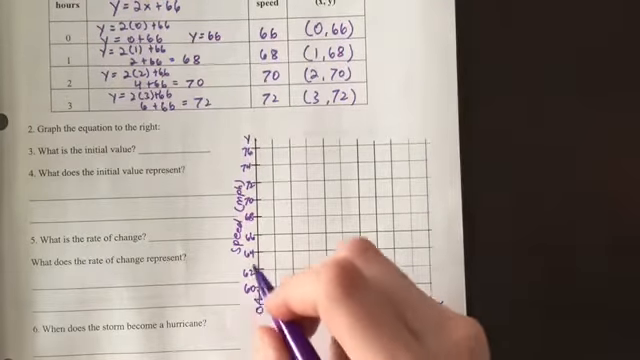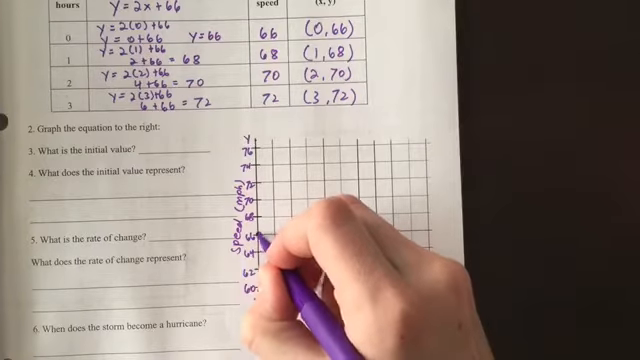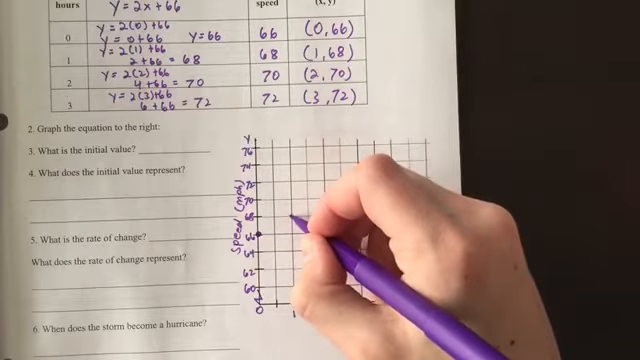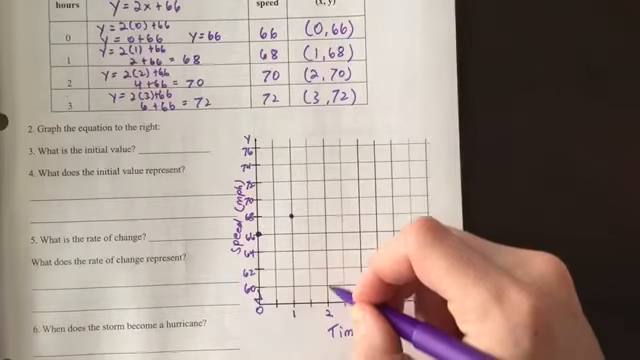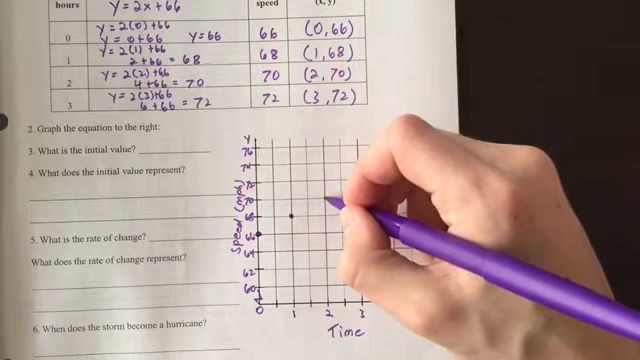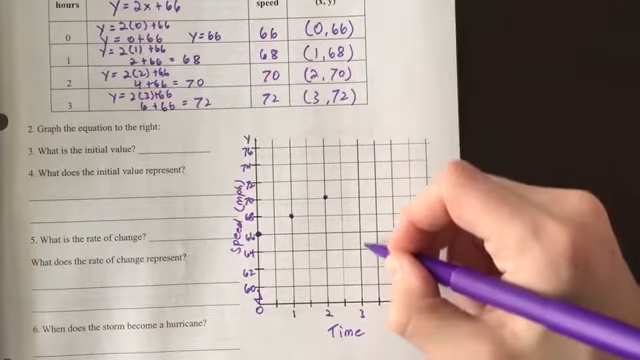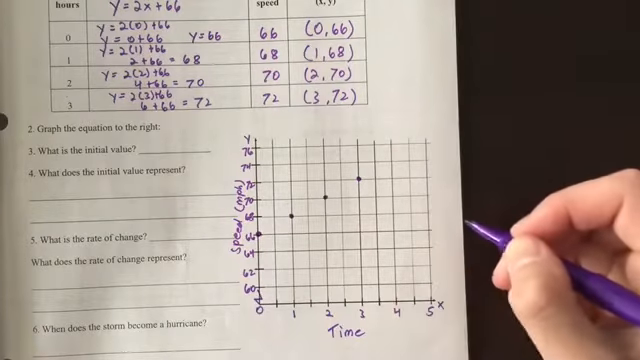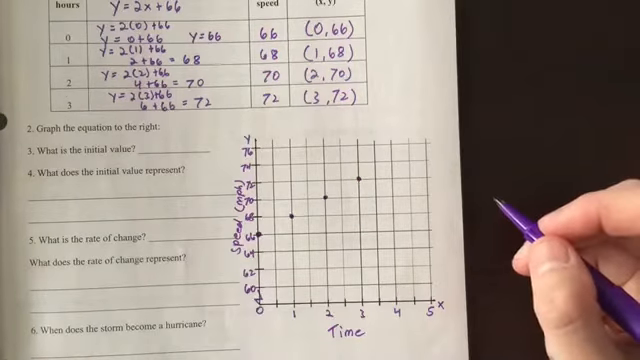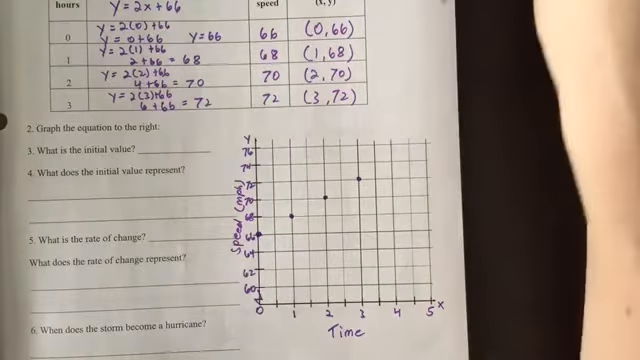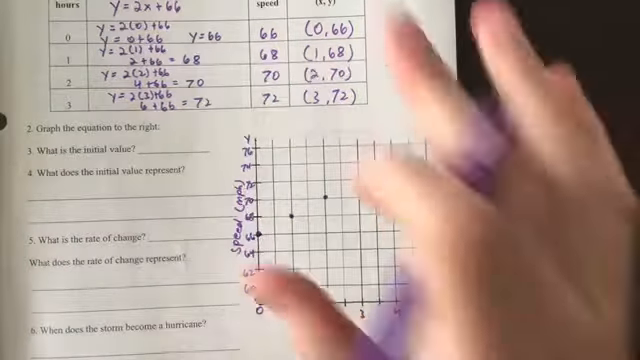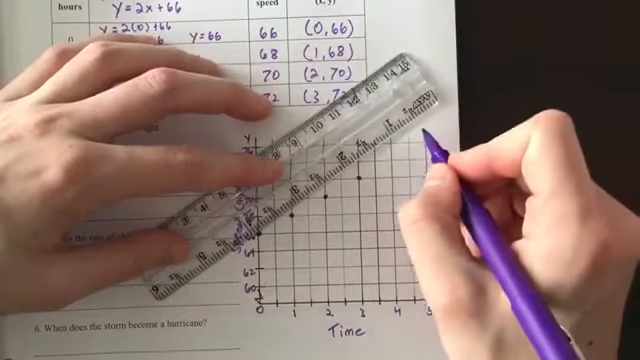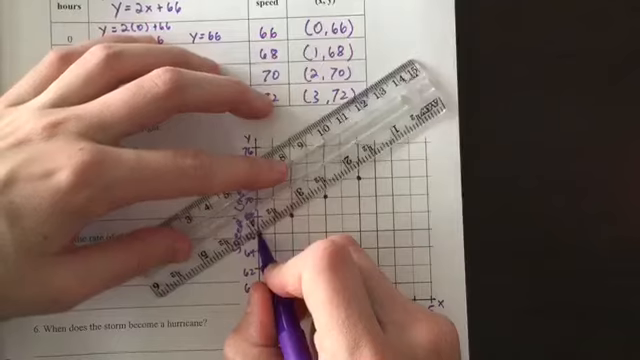So we had 0, 66, so that'll be right there. Let's see, 1, 68, 2, 70, 3, 72, and that's it. That's the information we have. Some of you might have suggested a different scale, which would have been fine. Now here we're just in quadrant 1, so when we graph, I'm going to extend through the quadrant and just put a line on the right side.